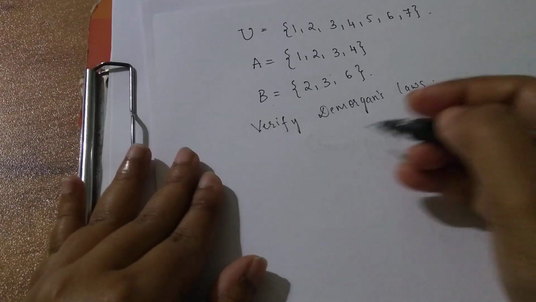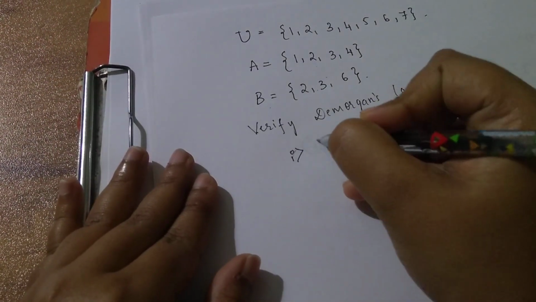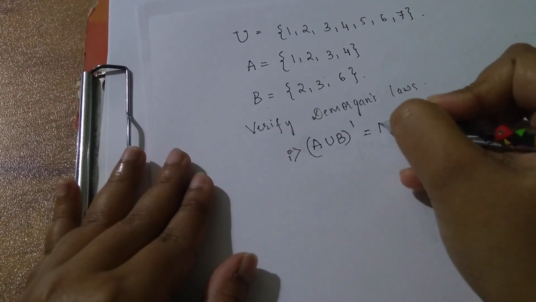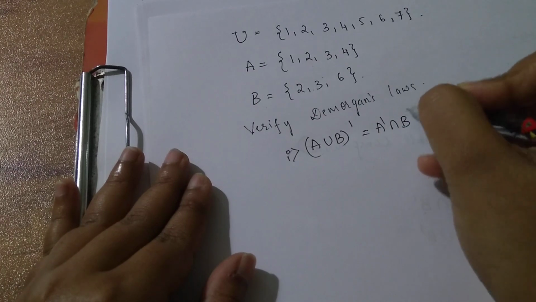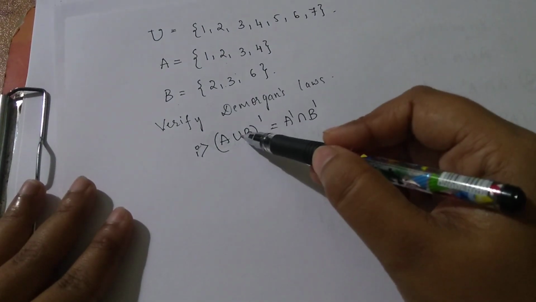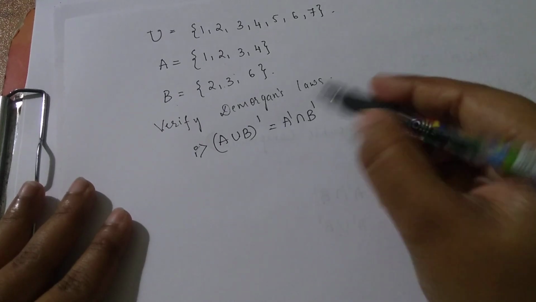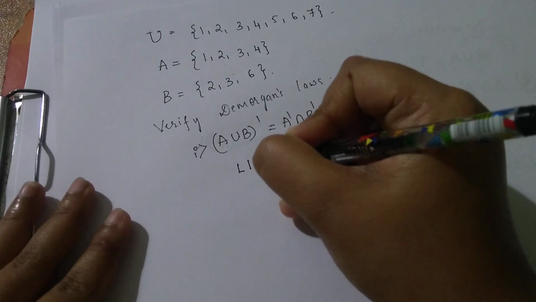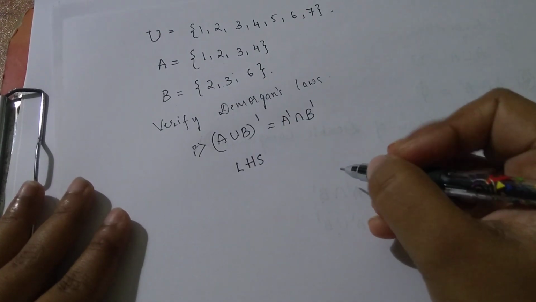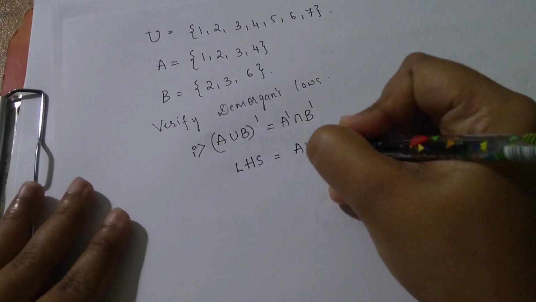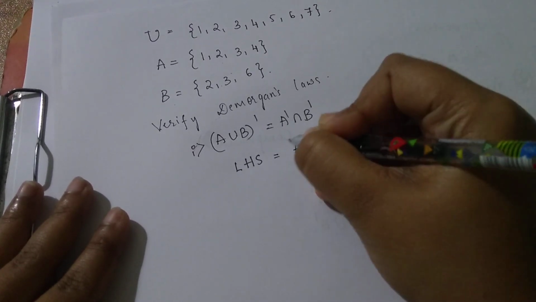To verify the first law, what is the first law? A union B whole dash is equal to A dash intersection B dash. This is your first law. So first let me verify left hand side, next right hand side. So first we have to consider only the LHS part. To find LHS part, first thing I require is A union B.